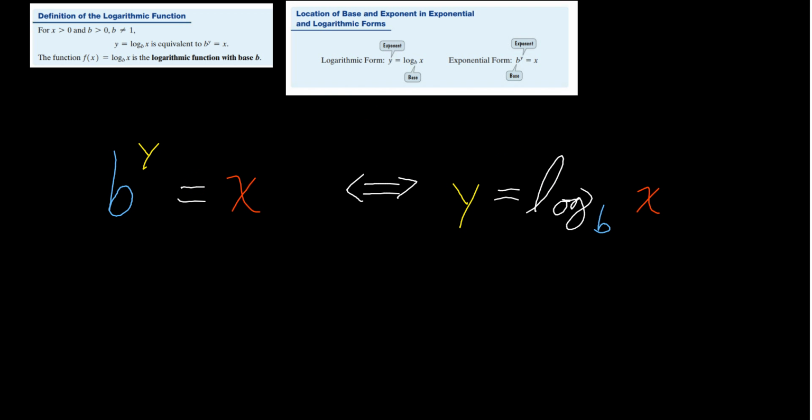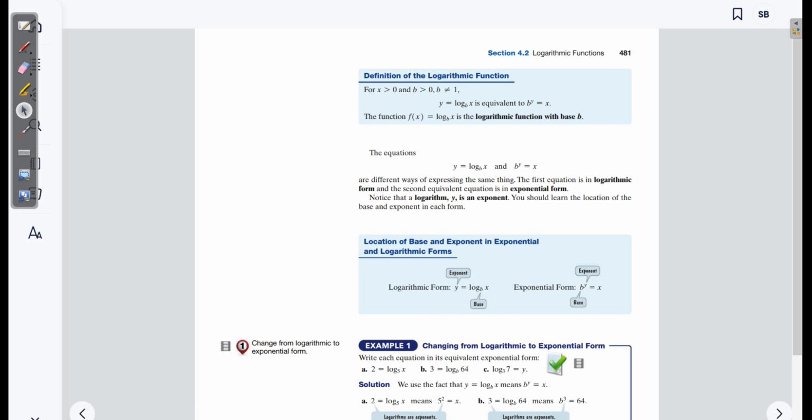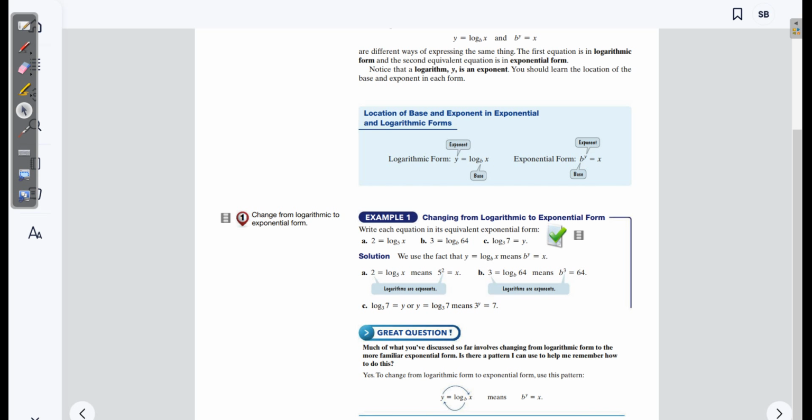This particular part of the section is really just an exercise in rearranging. Honestly, you just rearrange exponential and logarithmic equations. So, without rambling too much, let's go ahead and look at example 1.